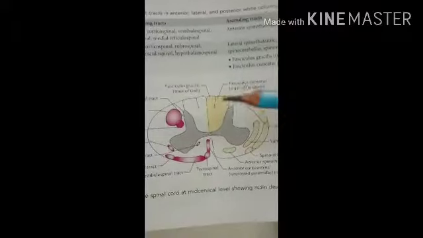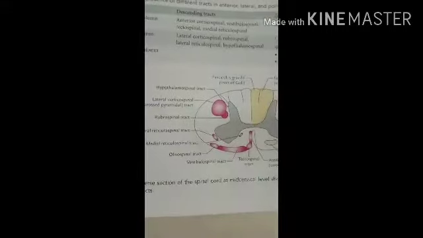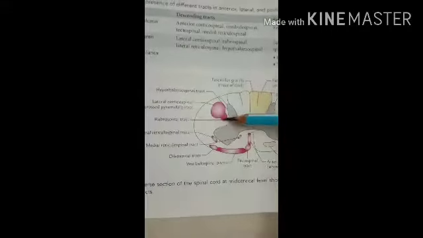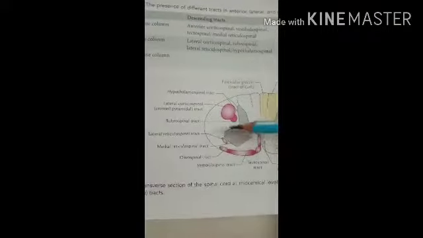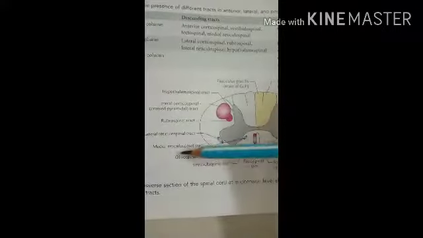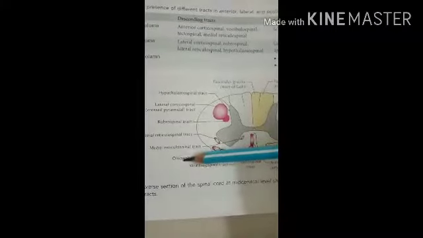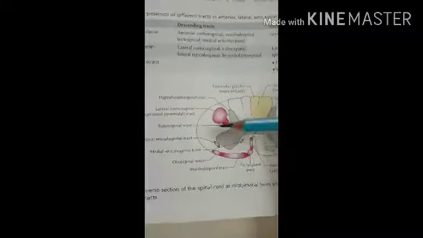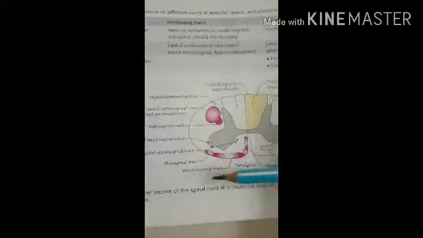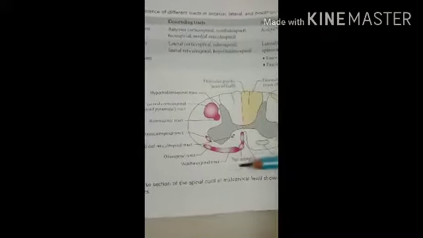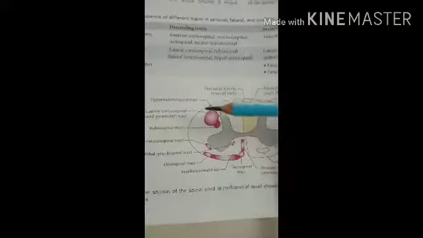Then the next one is the extrapyramidal tract. The extrapyramidal tract includes the rubrospinal tract, which you can see here. Next are the medial and lateral reticulospinal tracts: here the lateral reticulospinal tract, and this is the medial reticulospinal tract. Then the olivospinal tract, this one, and the vestibulospinal tract, and last the tectospinal tract. So these are the extrapyramidal tracts, apart from the pyramidal tract.